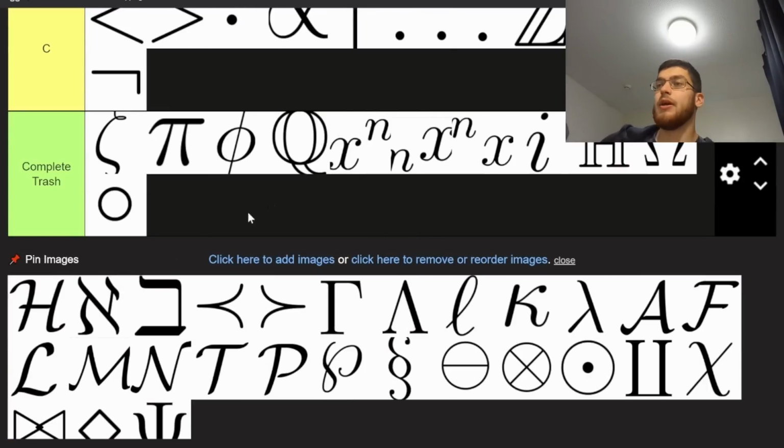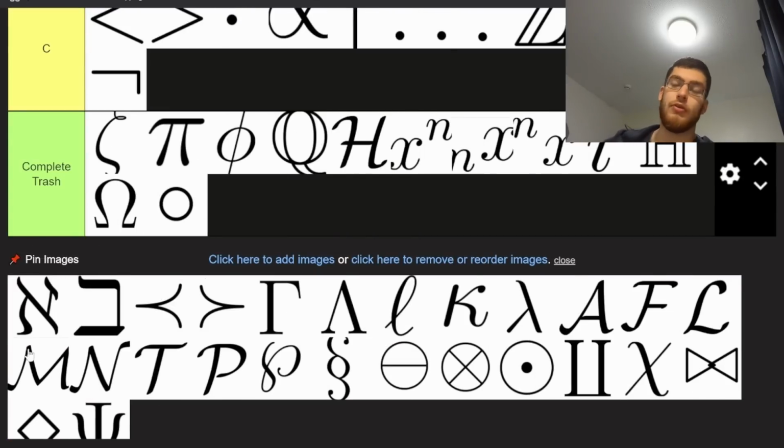This one, I'd be lying if I said that I knew what a Hilbert space was, or if I've ever seen this curly script before in my life. So I'm going to put it in complete trash, because I don't know, it must be complete trash.